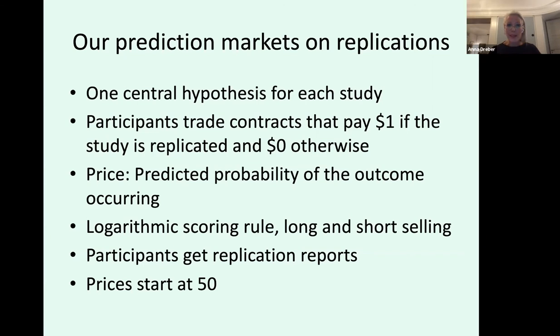Before participants bet in these markets, we give them typically replication reports. And I would say the further we've done replication projects, the more information they get. So these replication reports detail what the original result is like, what we're planning to do with the replication, and how these things differ. And that's mainly when we've been doing the replications ourselves, and maybe we've given them slightly less information than in projects where others have been doing the replications. We start prices at 50 in these markets, and then prices can go up to 100 or down to zero, depending on how people are betting. So depending on what people are thinking or believing about replication outcomes.